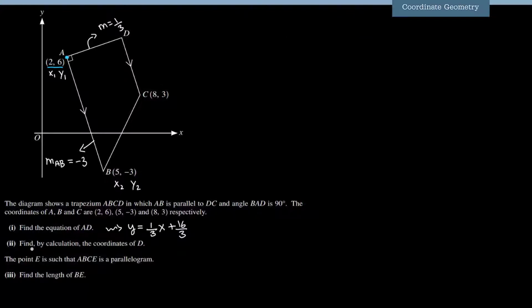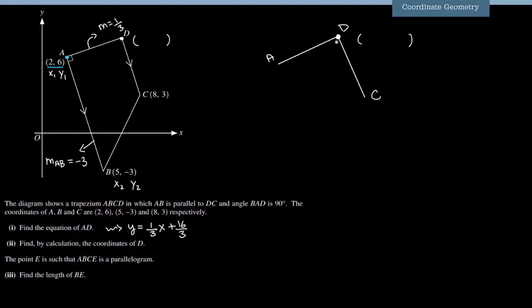Now for the second part of the question, I need to find the coordinates of D. So I need to find the coordinates of this point. Well, I do know the equation of this line, and this point is the point of intersection of the line AD and the line DC. Line AD and line DC are intersecting at this point over here, and to find the point of intersection, we solve the equations of the two lines simultaneously. I know the equation of the line AD, which I found in the first part, is y is equal to 1/3x plus 16/3.